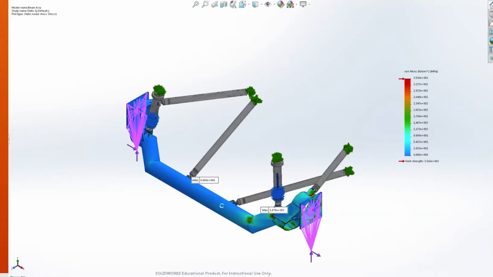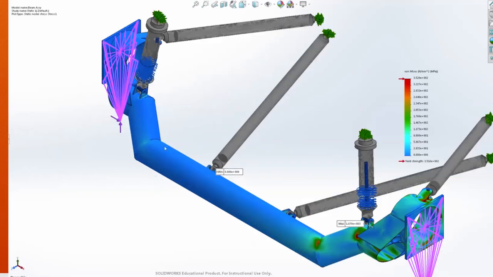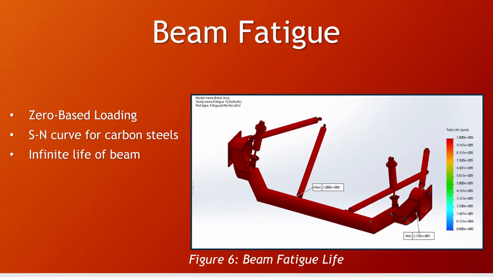Again, this is the worst case loading scenario. The beam was analyzed for fatigue using zero-based loading. The worst case load scenario will be applied then removed. This is in contrast to a fully reversible load. Not accounting for the failure at the welds due to thin tabs and lack of weld, the beam is expected to endure 250,000 cycles at the worst case loading scenario.